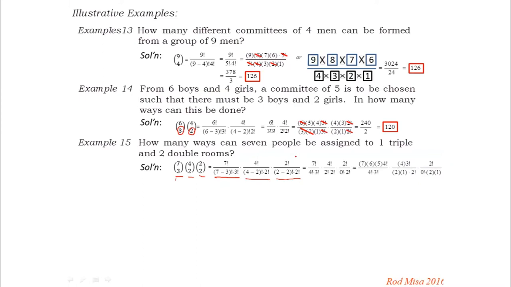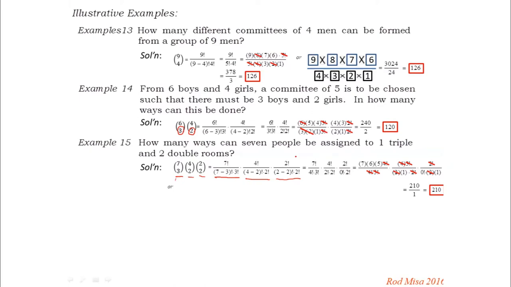And we can express the 7 factorial as 7 times 6 times 5 times 4 factorial. And this 4 factorial can be cancelled by the 4 factorial in the denominator. And also the 3 factorial in the second fraction can be cancelled with the denominator of the first fraction. And also the 2 factorial in the third fraction can be cancelled with the denominator of the second fraction. And also you can cancel the 4 in the numerator with the 2 twos in the denominator. So therefore, we are left with this quotient here. And hence, there are 210 ways we can assign the 7 people to 1 triple room and 2 double rooms.